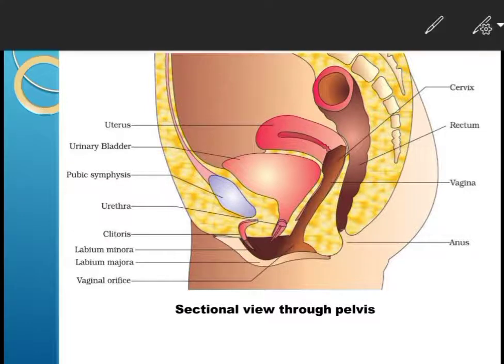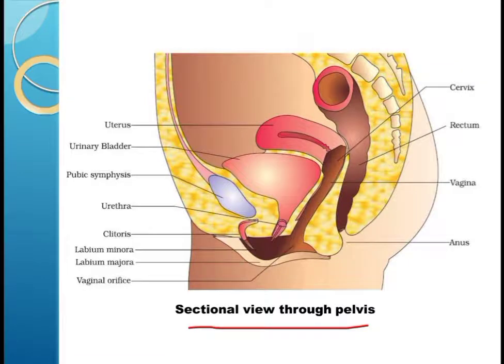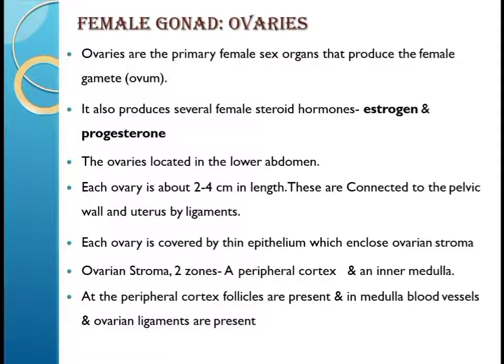This is the sectional view of the female pelvis showing the reproductive system. So let us start with the female reproductive system. First we will learn about the primary sex organs.